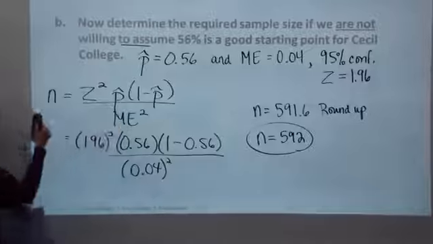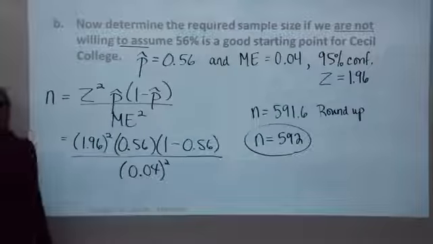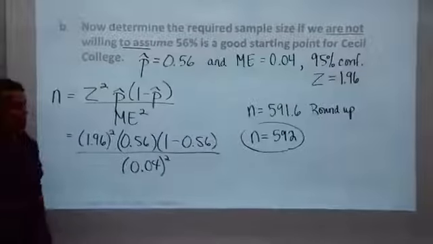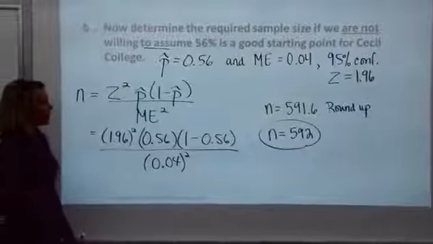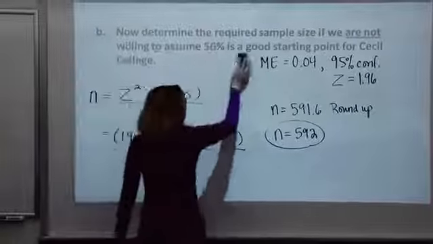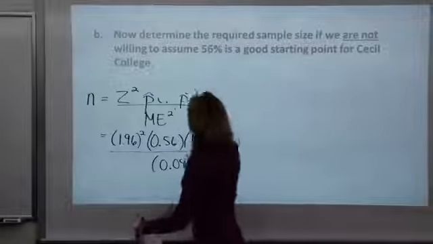All right, what happens if we want to determine the sample size, but we're not willing to assume that 56% is a good starting point for Cecil? Maybe you think, hey, in Cecil County, I don't think that's quite so high. I'm not sure that's a best guess there. So let's redo this. I didn't need to erase all of this, but I have.